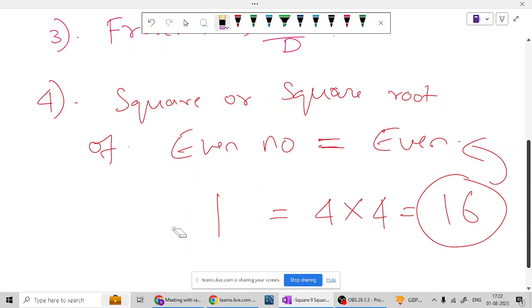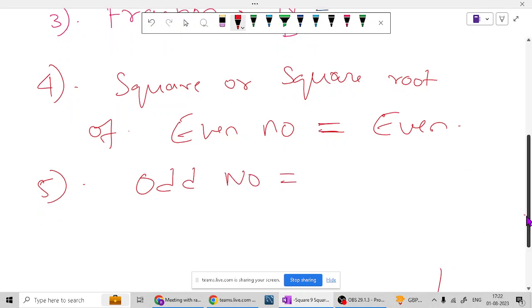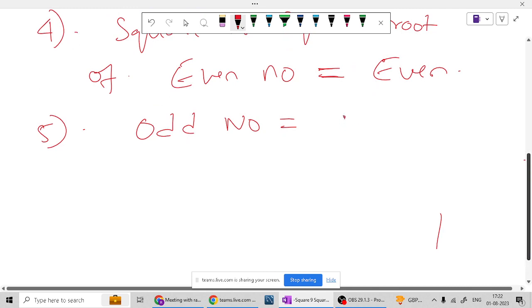Done, sir. The same goes with odd numbers. Square and square root of odd numbers, what will you get, even or odd? Odd, sir. You'll always get odd values. So give me any odd number.